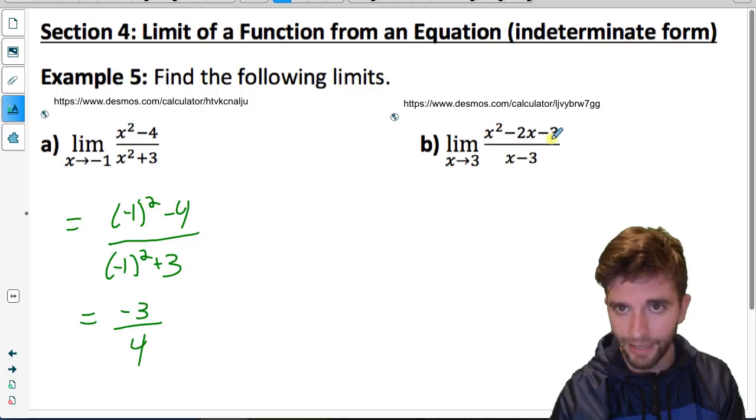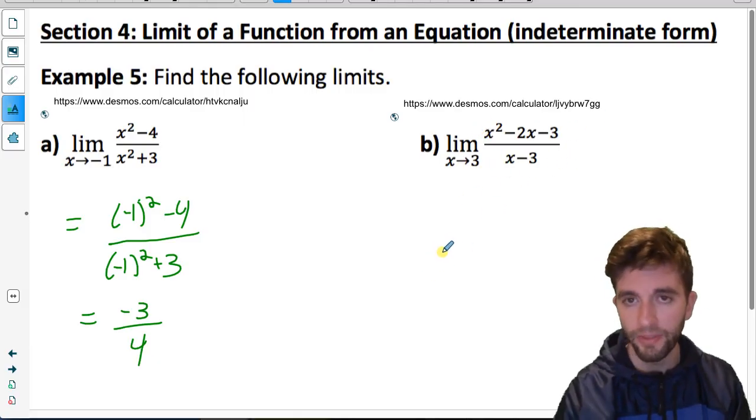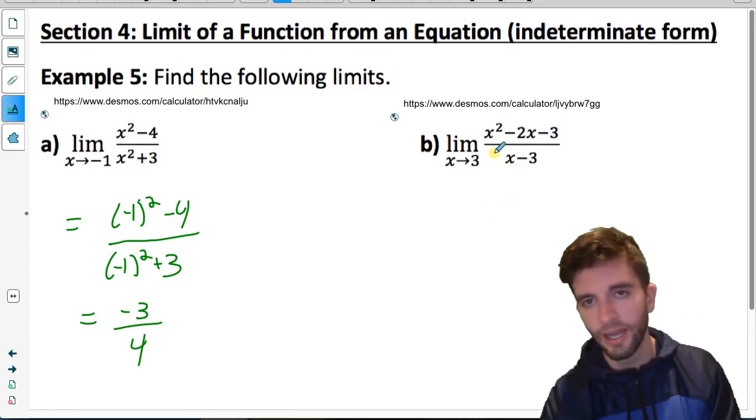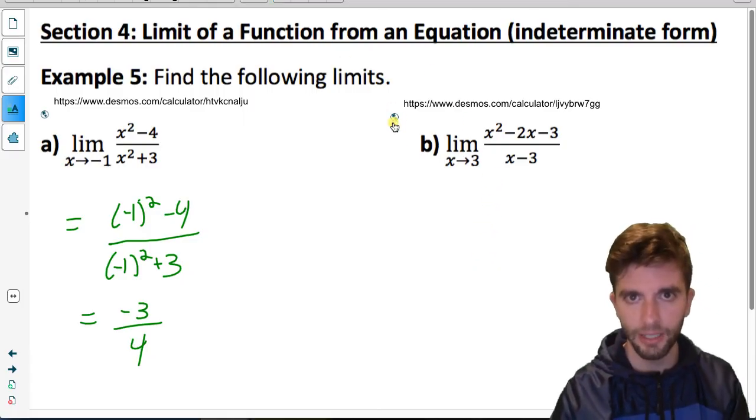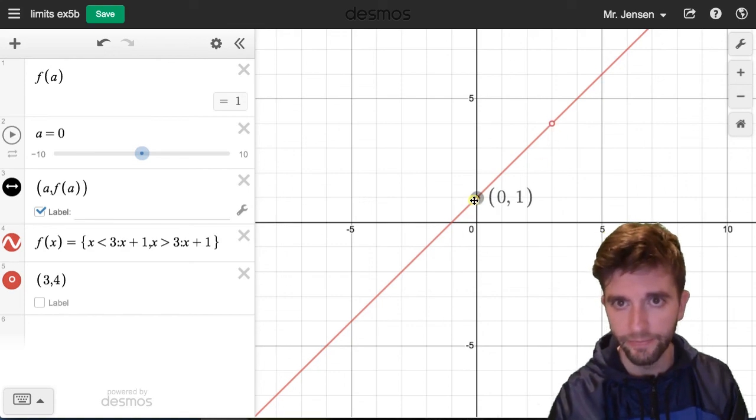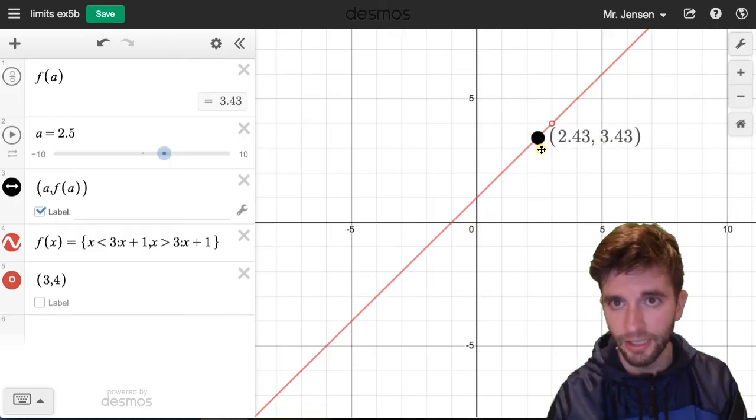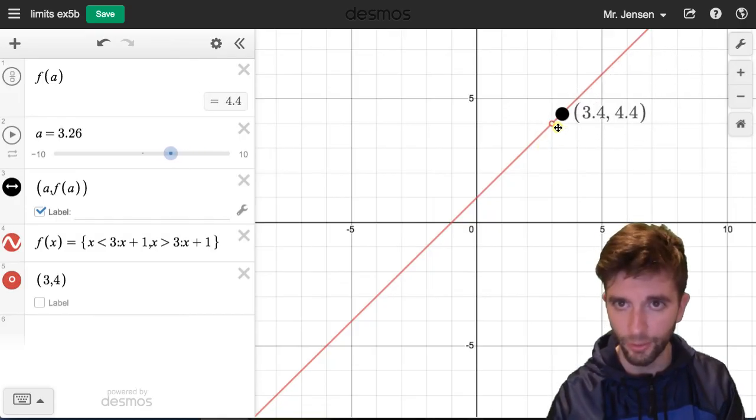In fact, if I plug it in, I would get 0 over 0, which means there would be a hole in the graph at an x value of 3. But that does mean I could figure out where that hole is, and then know that the function would be approaching that hole from either side. Let me show you what I'm talking about on a graph. Okay, so here's the function. Notice there's a hole when x is 3. As I approach an x value of 3 from the left, it's going towards that hole, and as I approach an x value of 3 from the right, it's going towards that hole.